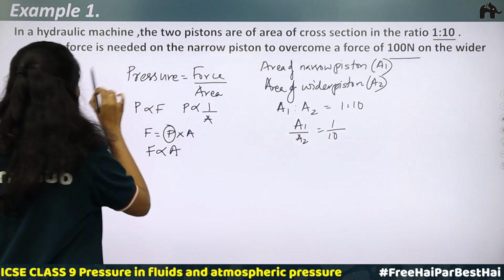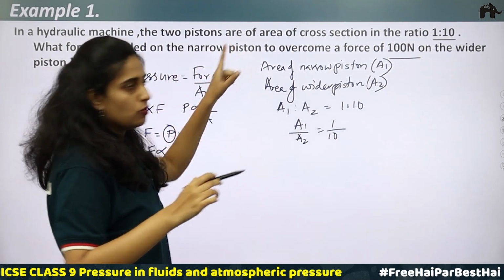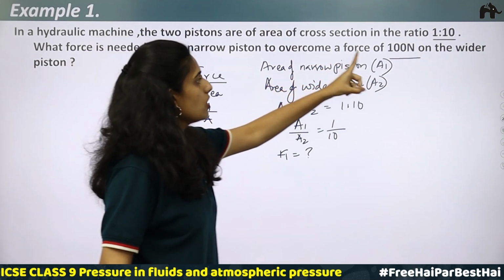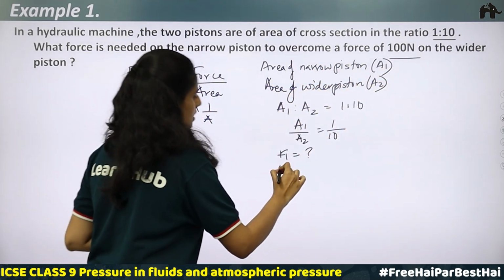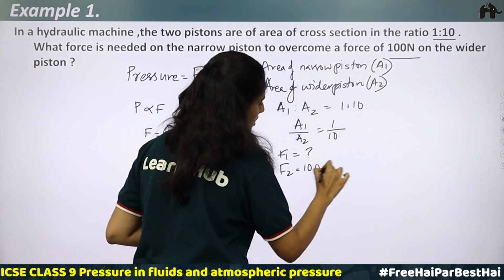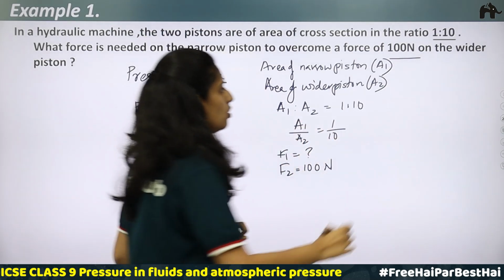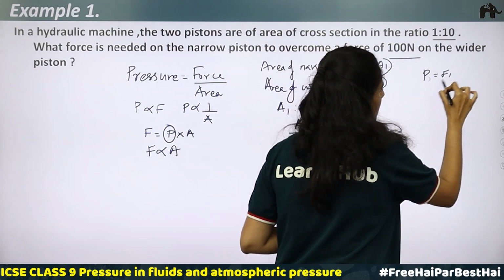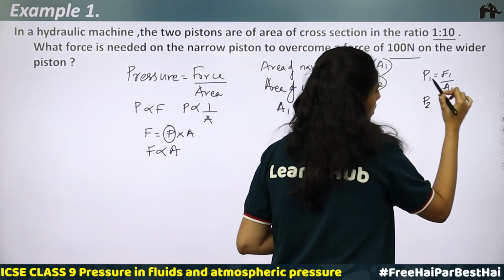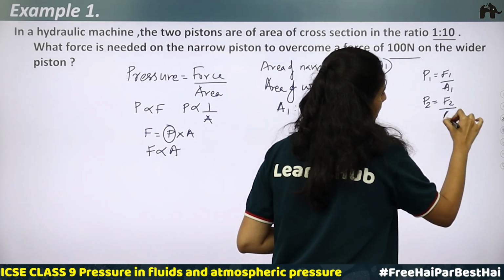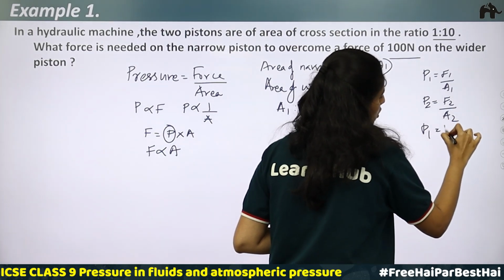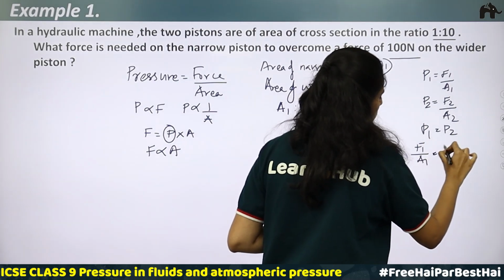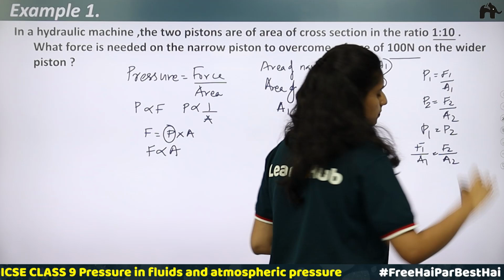What else is given? What force is needed on the narrow piston? Force on narrow piston will be F1, which we need to find to overcome a force of 100 Newton on the wider piston. F2 is equal to 100 Newton. We know pressure P1 on the narrow piston will be equal to F1/A1. Pressure P2 on wider piston will be F2/A2. According to Pascal's law, P1 is equal to P2. Therefore, F1/A1 is equal to F2/A2.